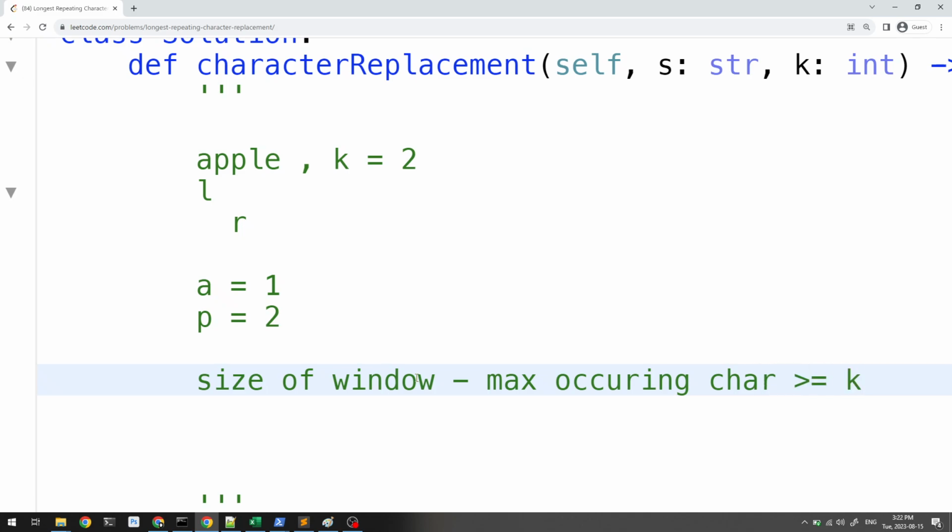This must be greater than or equal to K. Or I'm sorry, not greater than. It should be less than or equal to K. What this means is that we could do, at most, K replacements.